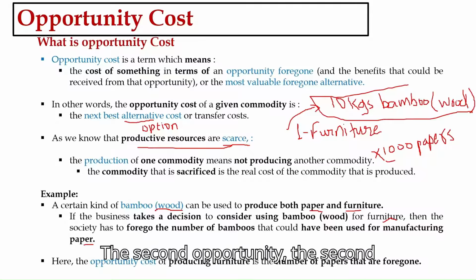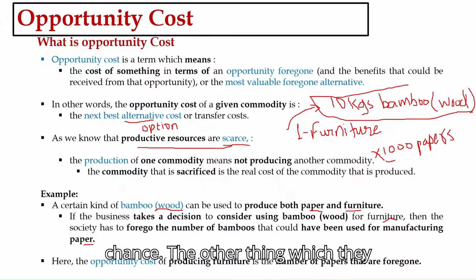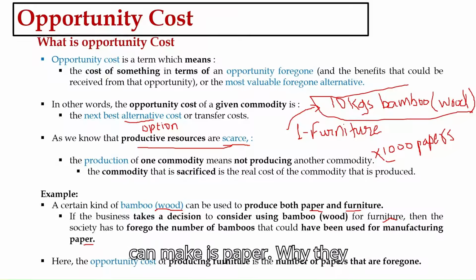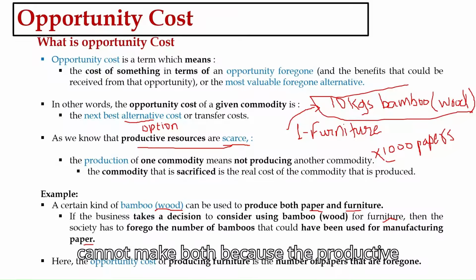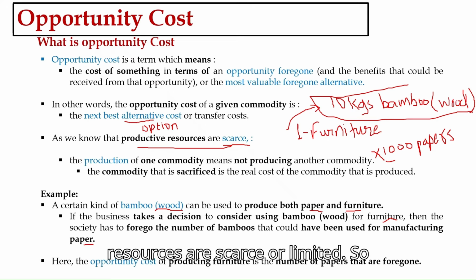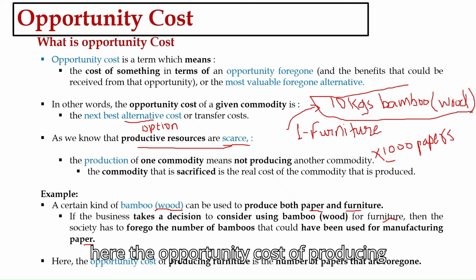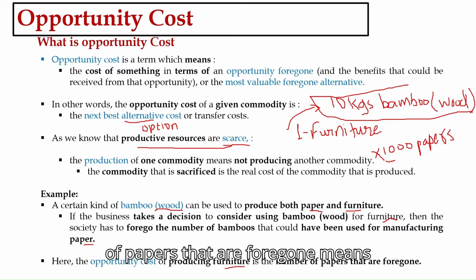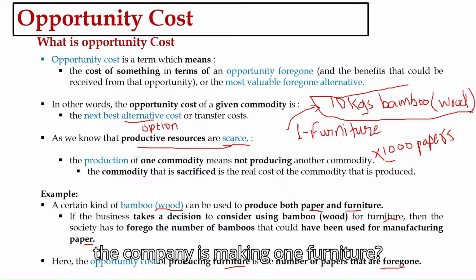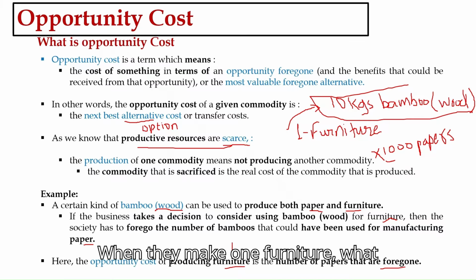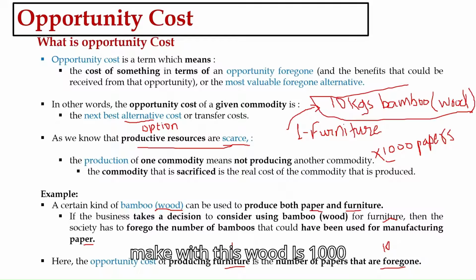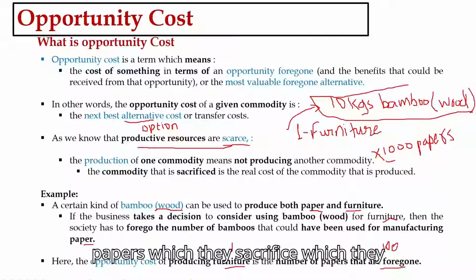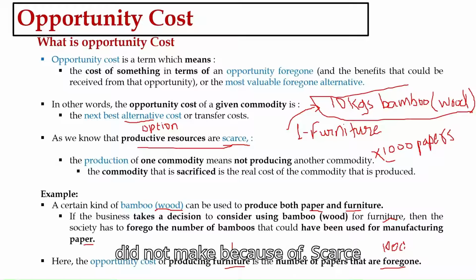This is opportunity cost. The second chance, the other thing which they can make, is paper. Why can they not make both? Because the productive resources are scarce or limited. So here the opportunity cost of producing furniture is the number of papers that are foregone. When the company makes one furniture, the other option they could make with this wood is 1000 papers, which they sacrifice because of scarce resources.